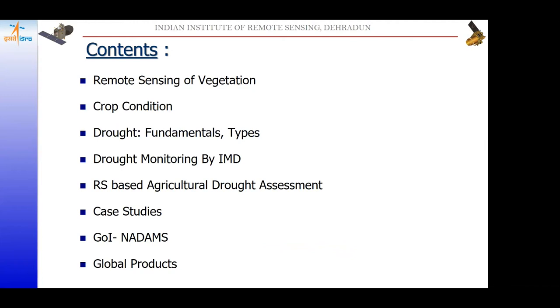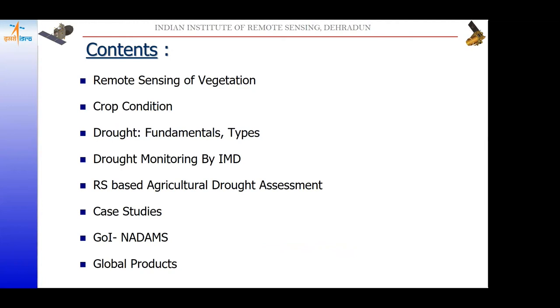Then I will tell you about the Government of India initiative in the same area, the project named NEDEMS, and now the MNCFC will take care of the drought assessment and monitoring part, agriculture drought specific. So I will discuss their methodology, their work, the drought manual, all that required and defined material.